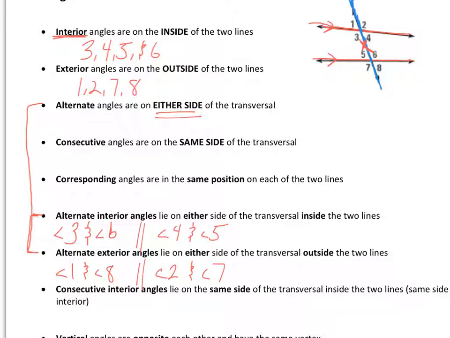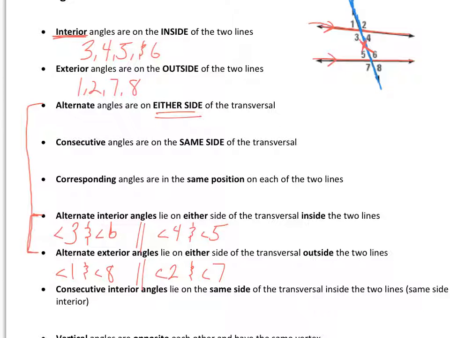Sometimes they can look a little bit different if the lines aren't parallel. Those red lines aren't parallel to each other, but you're still looking for the same thing. I want the interior angles or I want exteriors, and I want them to be on the opposite side of the transversal. Okay.